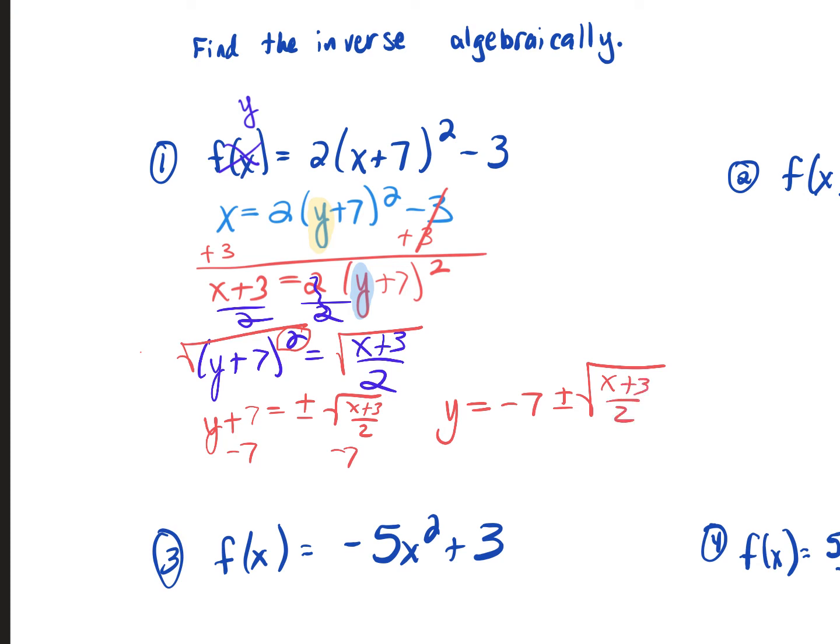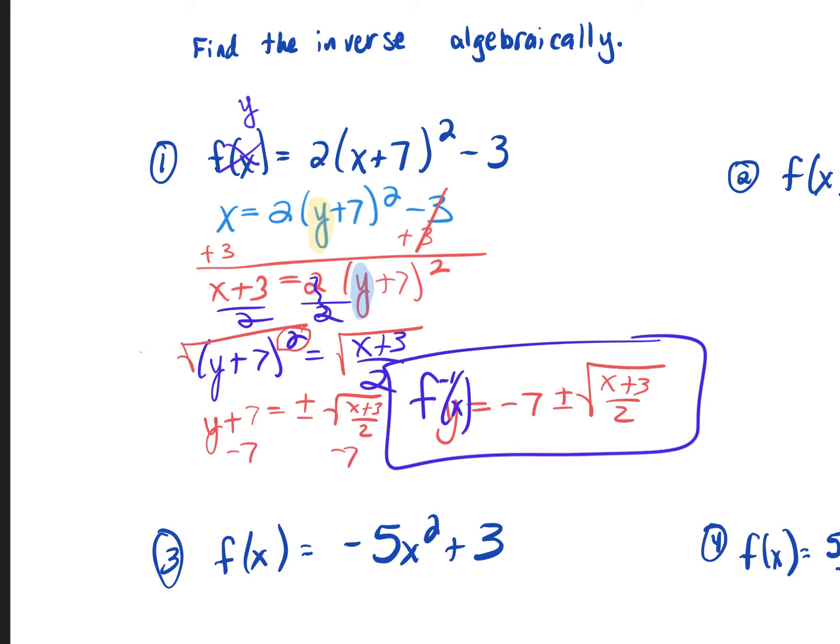And I'm missing one thing. If I leave my answer like that, say this is a 10-point question, I'm going to take off 2 or 3 points because that is not notation for this is my inverse. This y needs to be replaced with f negative 1 of x. This is your answer. If you have g, it should be g negative 1. If you have an h, it's h negative 1.